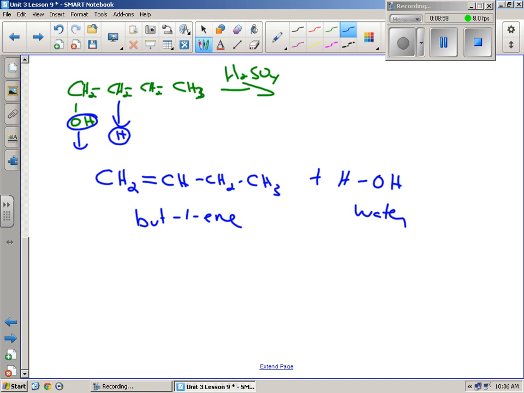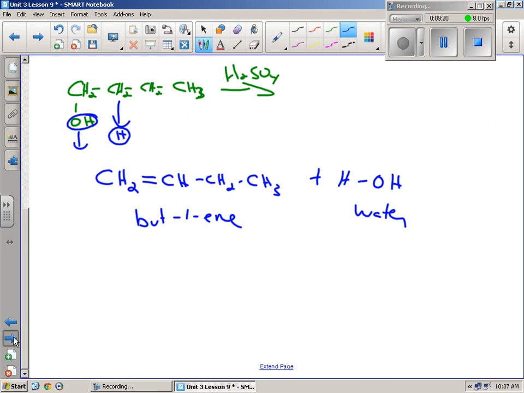If the OH is somewhere in the middle, then you're going to probably have some options, right? Depending on which H you're going to take off. So that's the only products of this one, but-1-ene and water in this case, and that's an example of turning an alcohol into a double bond, an alkene, okay? So that's a little bit of elimination there.